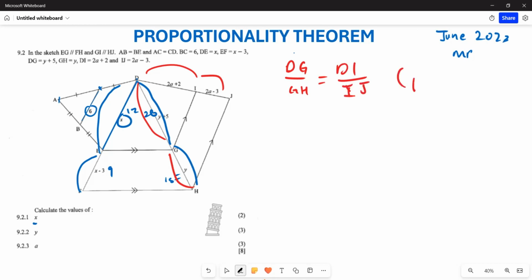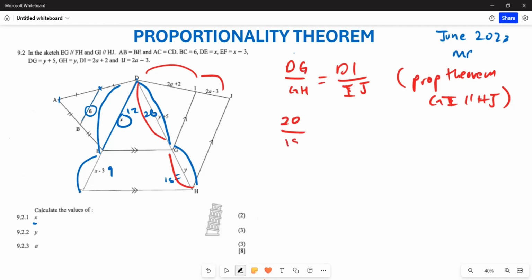Now, what is going to be the reason behind that? This is going to be the proportionality theorem, right? Why is it the proportionality theorem? Because we are given that our ji is parallel to our hj altogether. Then that's the reason behind that. Now, let's start. Now, what is going to be the DG? DG is going to be given by 20 divided by what is going to be your GH.